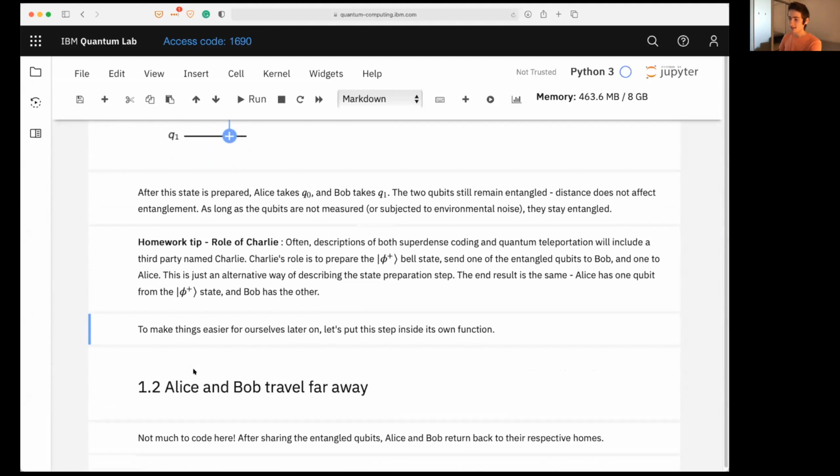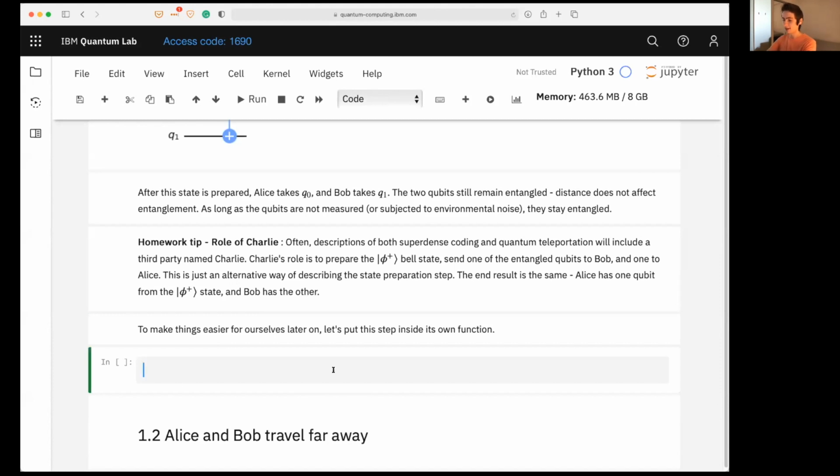Okay, so to make things a little bit easier later on, we're going to put this first step inside a function. And you'll see that for several of the steps in this algorithm, we're going to create functions as we go so that the final thing, when we put it all together at the end, is a little bit shorter and easier to look at.